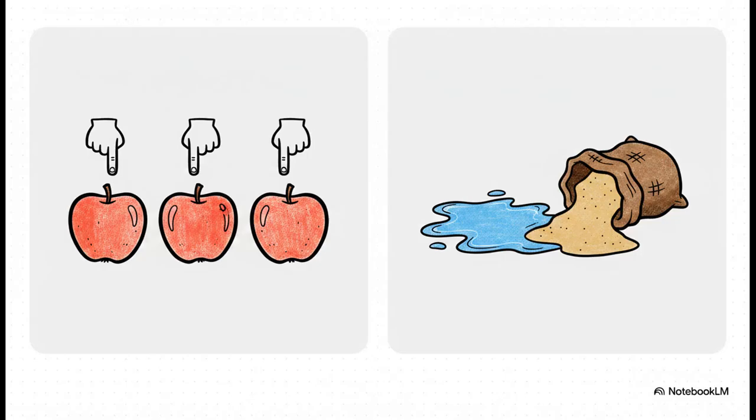Next up on the sorting hat block, we have countable versus uncountable nouns. Countable nouns are exactly what they sound like. Distinct items you can easily count with numbers. 1, 2, 3. Uncountable nouns act more like one big continuous mass. You just can't count them individually.